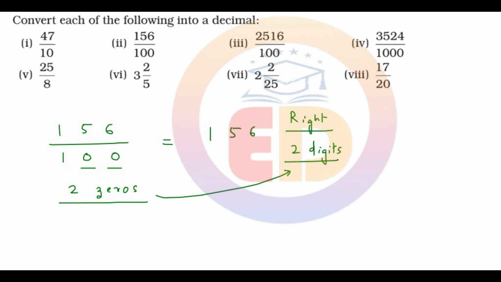So if the denominator has 2 zeros, from the right side in the numerator you count 2 digits. Right side 2 digits, first 6, second is 5. After counting 2 digits, place a decimal point. It will become 1.56. So 156 upon 100 becomes 1.56.